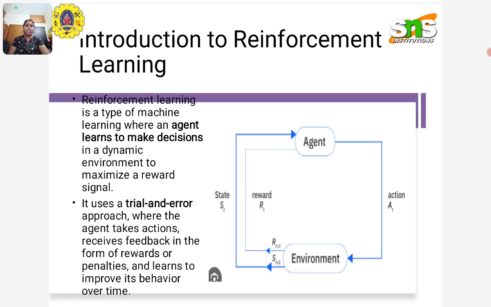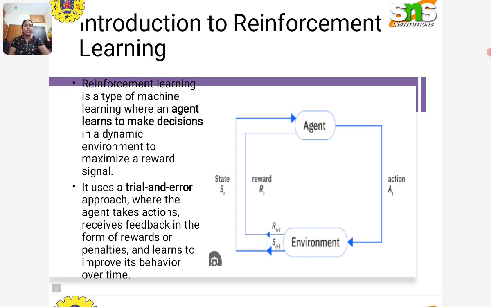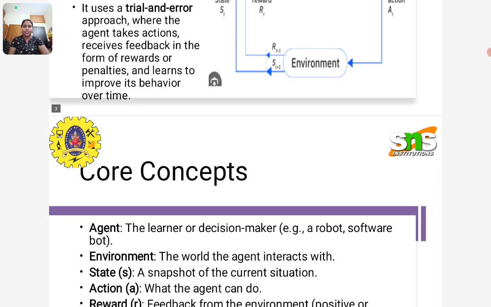So this is the structure of the reinforcement learning process. When the agent trains the model, it works in the virtual environment. If an action takes place, it receives feedback in the form of rewards or penalties, and it learns improvements to its behavior. So this is the introduction.